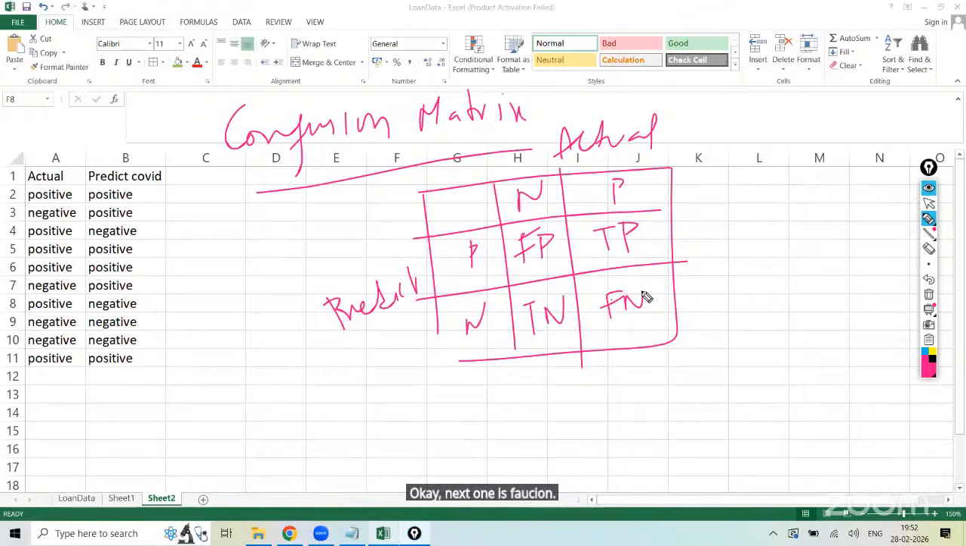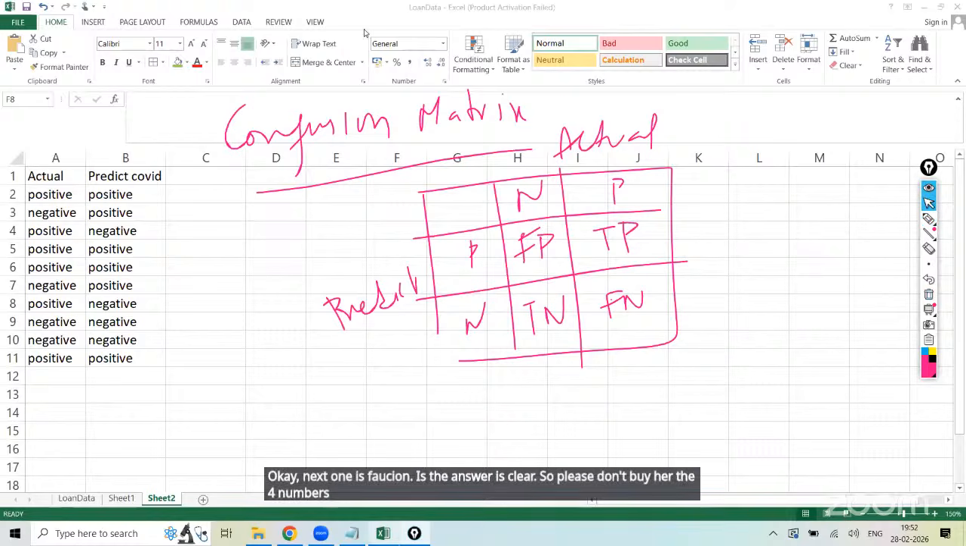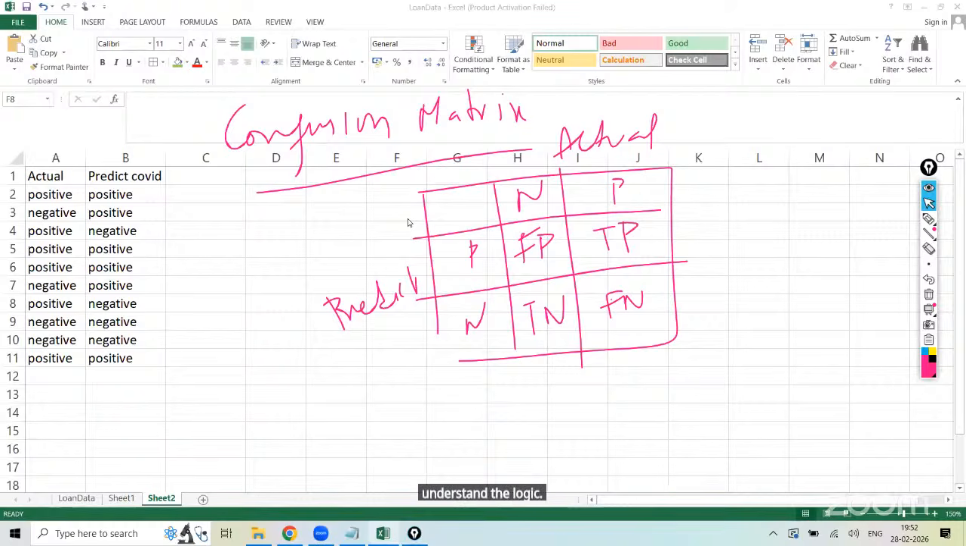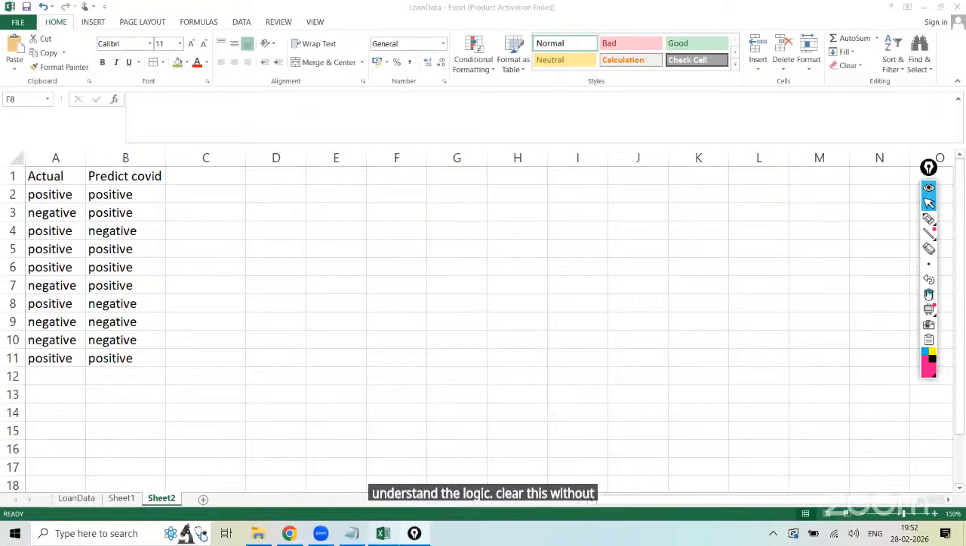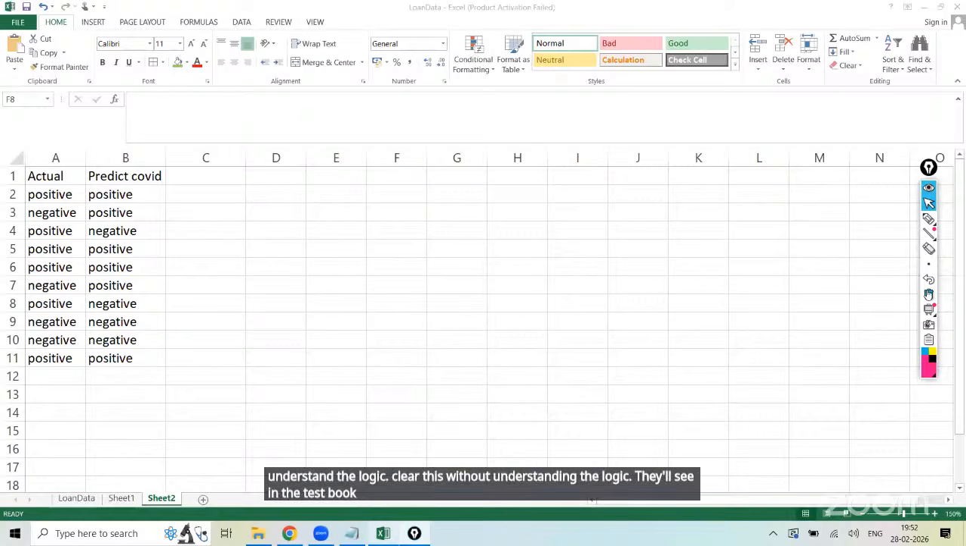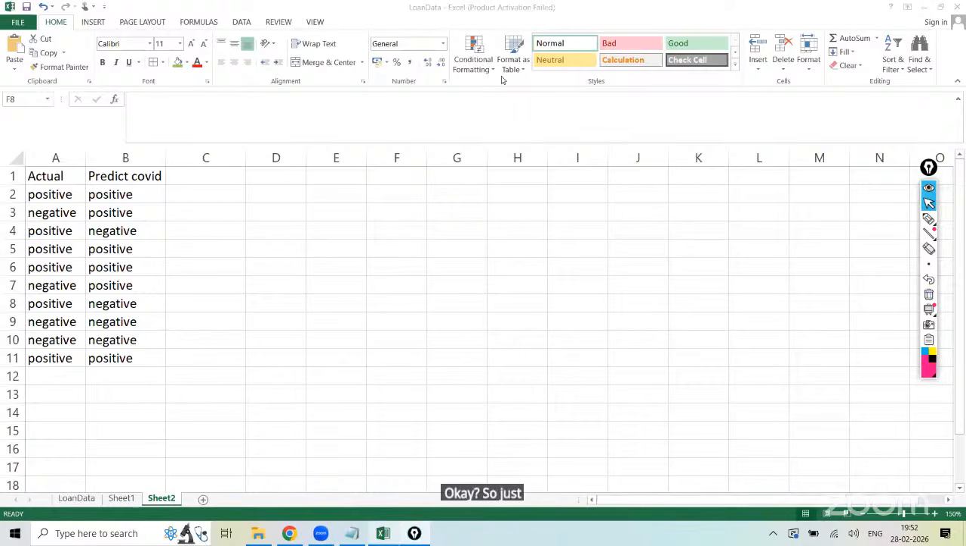Is the answer clear? So please don't blindly by-heart the four values like that. Understand the logic. Clear, guys? Without understanding the logic, they'll just say it is in the textbook, or that you told it like this in the material. So just observe clearly.